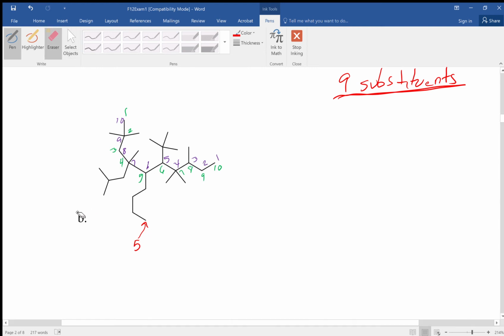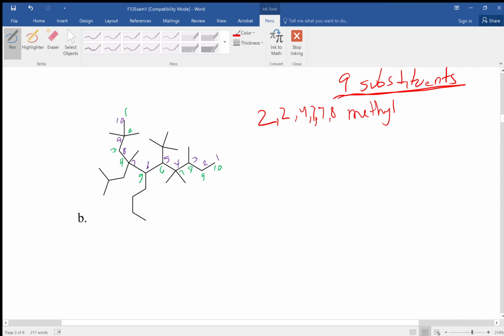So now that we've done that, we can start to name our substituents. So we've got a whole bunch of methyl groups. We have one at carbon 2. We have another one at carbon 2. We have one at carbon 4. 2 of them at carbon 7, and 1 at carbon 8. So a total of 6 methyl groups.